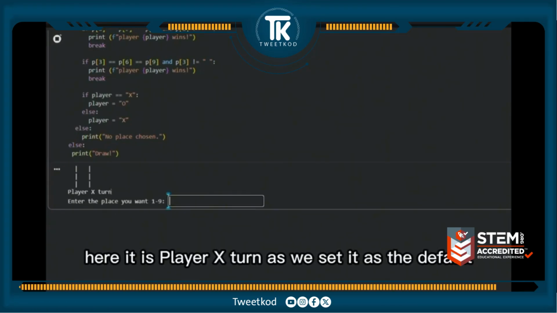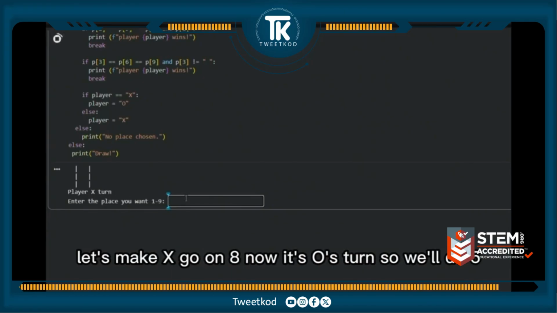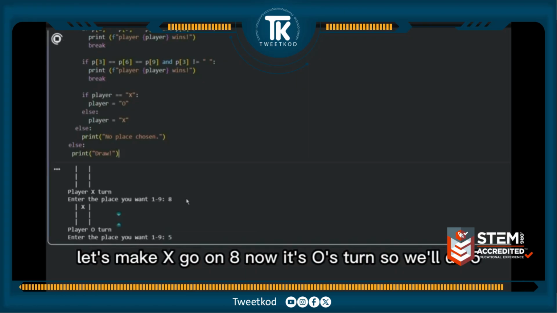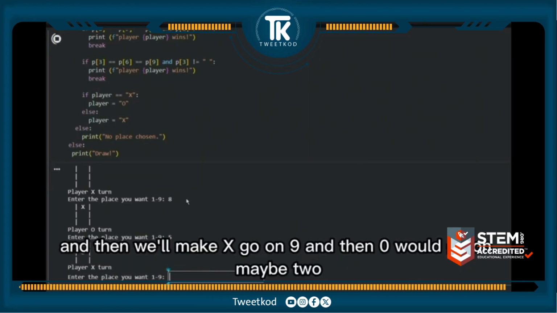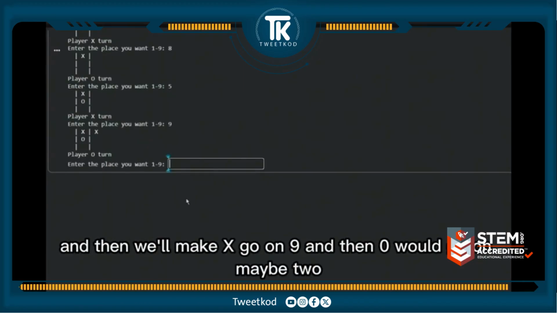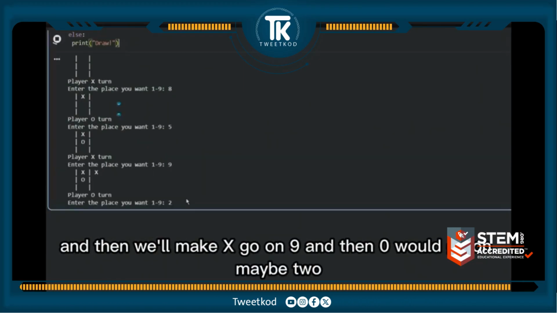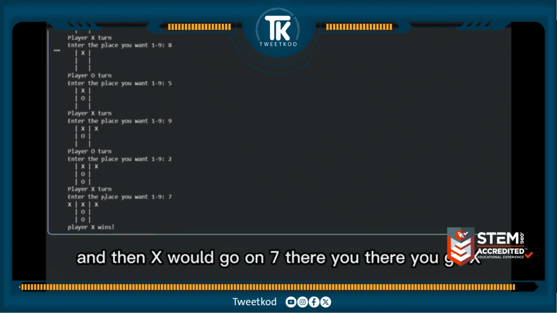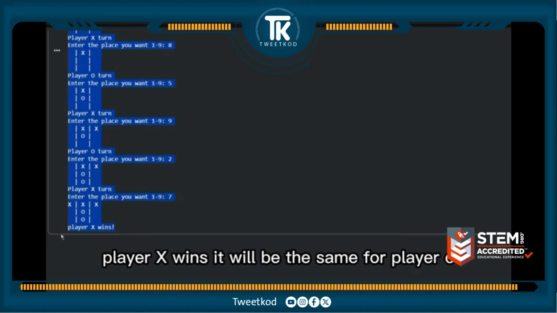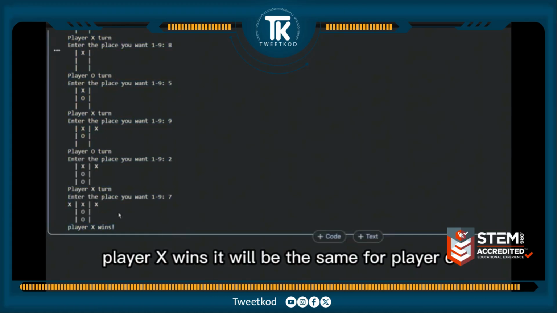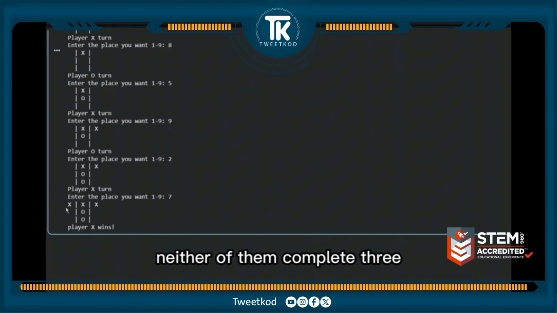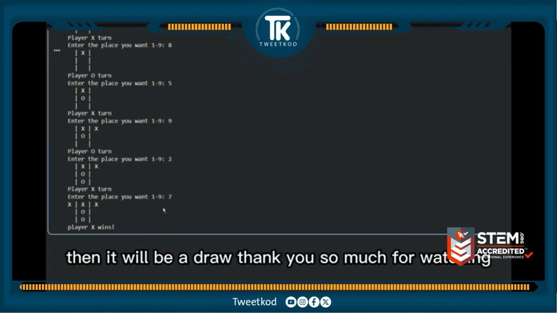Here it is. Clear, X's turn as we set it as the default. Let's make X go on 8. Now it's O's turn, so we'll do 5. And then we'll make X go on 9. And then O would go on maybe 2. And then X would go on 7. There you go. Player X wins. It will be the same for player O if O completed it, or at the end if neither of them complete 3, then it will be a draw.